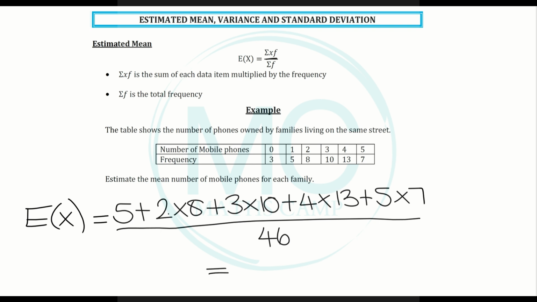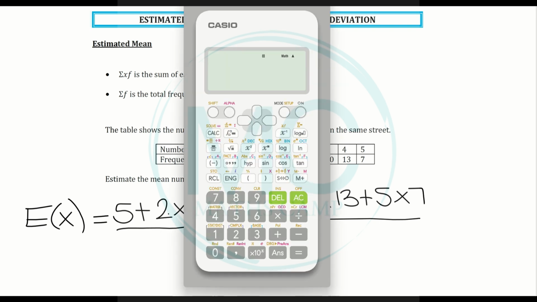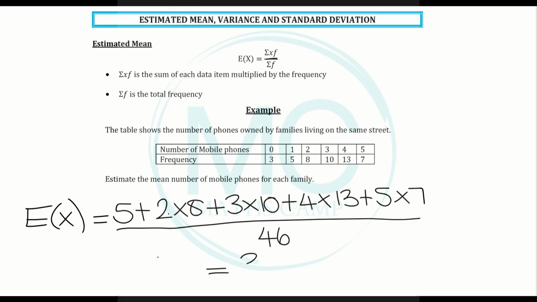So let's put this into our calculator. 5 plus 2 multiplied by 8, plus 3 multiplied by 10, plus 4 multiplied by 13, plus 5 multiplied by 7 is equal to, divided by 46, gives us a mean of 3. This is our estimated mean.